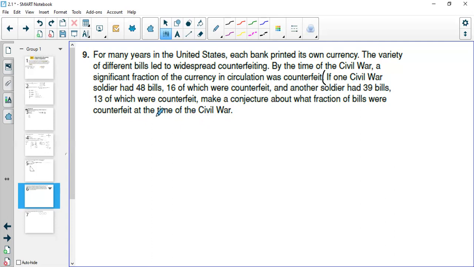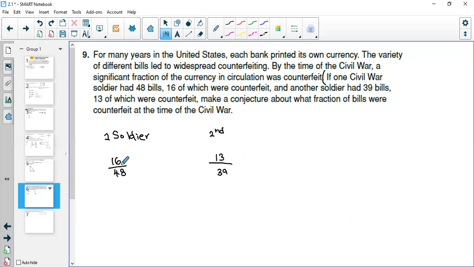So they want to find out what fraction of each soldier's money was counterfeit, meaning fake or duplicated money. Okay, so let's start with the first soldier. So let me write here the first soldier. How many bills did he have? He had 48 bills, dollars. That's what they mean. And out of which 16 were counterfeit. But the second soldier, how many did he have? He had 39 bills, out of which 13 were counterfeit. Now they want you to find a relationship between the two.